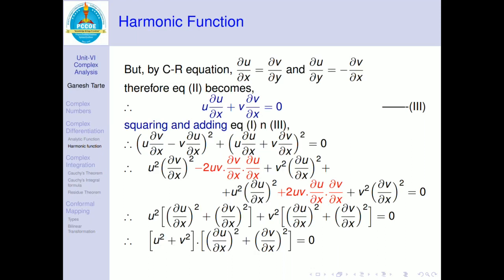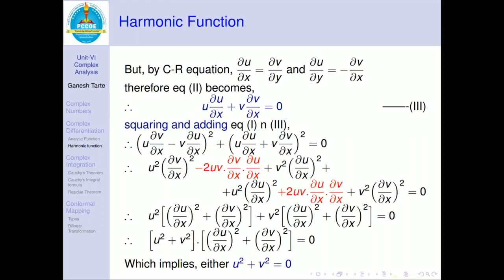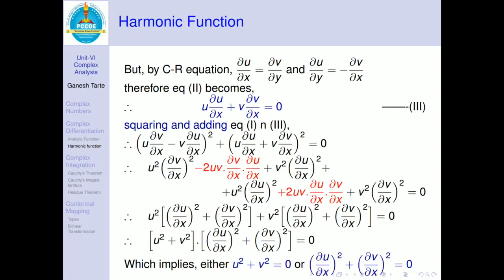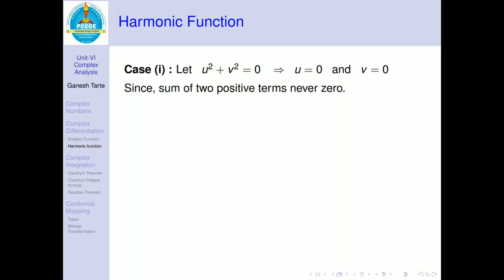So the product of two terms is 0, meaning either the first term is 0 or the second term is 0, which implies either u² plus v² is 0 or the second bracket, that is (∂u/∂x)² plus (∂v/∂x)², equals 0. So again we get two cases. Suppose u² plus v² is 0. Already we discussed about it: the sum of two positive terms is 0, which is possible only if the terms are 0, that is u is 0 and v is 0, and that means f(z) is 0, which is constant.